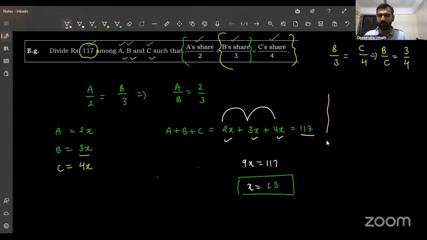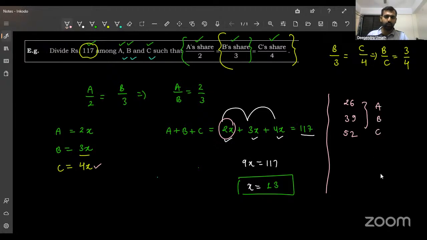Now let's focus on this part, students. So A's part was 2x, that is 13 into 2, which is 26. I hope you can see this very clearly. B's part was 13 into 3, which is 39. And C's part is 13 into 4, which is going to be 52. That's brilliant, Jatin. So I hope everyone has gotten this as the answer. This is A's share, this is B's share, and this is C's share. So I hope we can continue further.